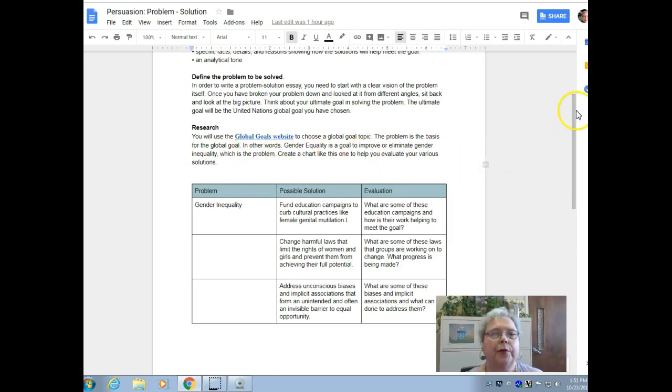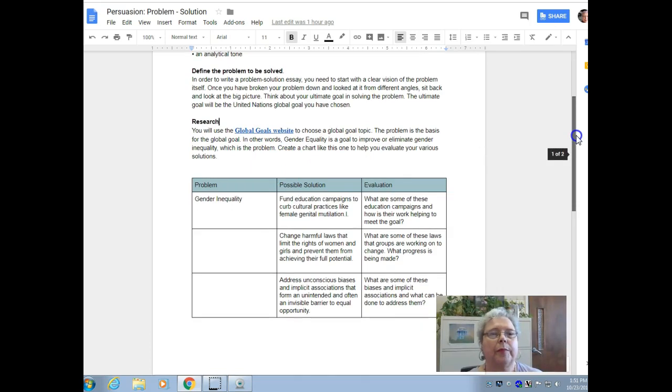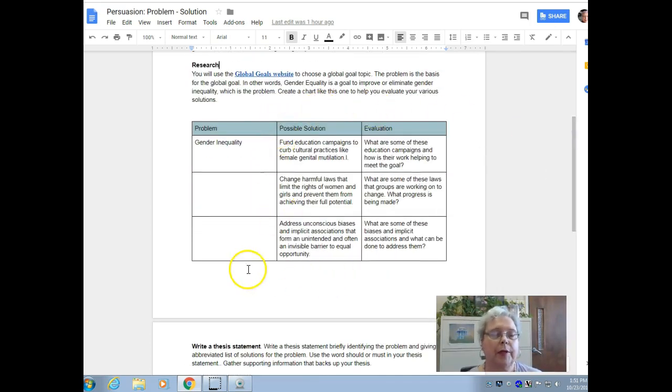It might be helpful to you to create a chart like this, and you can just draw it out on a piece of paper, or you can type it up or whatever, just so you can kind of look at it. The problem here, again, I'm using the same scenario I used up here. Gender equality, possible solutions. Fund education campaigns to curb cultural practices like female genital mutilation. And then the evaluation of that solution. Think about what are some of these education campaigns. How is their work helping to meet the goal? So that would be something to guide you in your research.